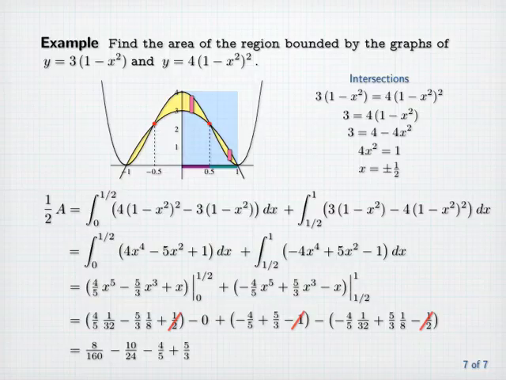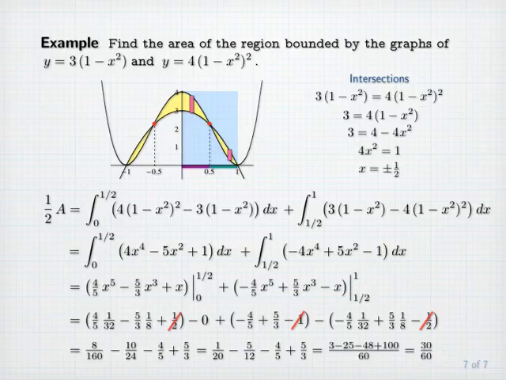Now let's reduce the first two fractions. Our common denominator is now going to be 60. And finally, we finish this off. We have 30 over 60, or exactly 1/2. Now remember, that's just 1/2 of the area, so we'll multiply by 2 to get an area of exactly 1.